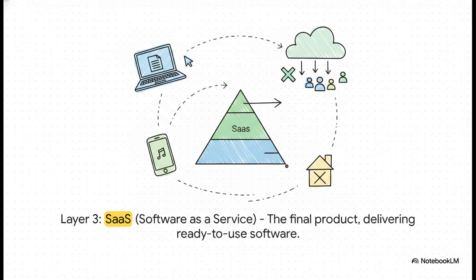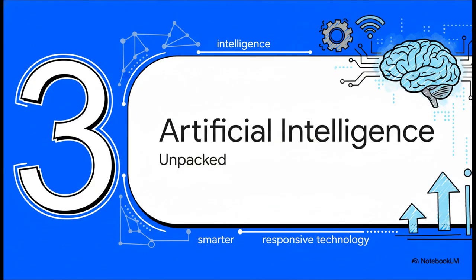And finally, sitting at the very top of our pyramid is SaaS, Software as a Service. This is the part you and I use all the time. It's the finished product. We're talking about things like Google Docs or Netflix or Spotify. It's software that's just ready to go. You don't build it, you don't manage the workshop, you just open it up and use it. Simple as that.